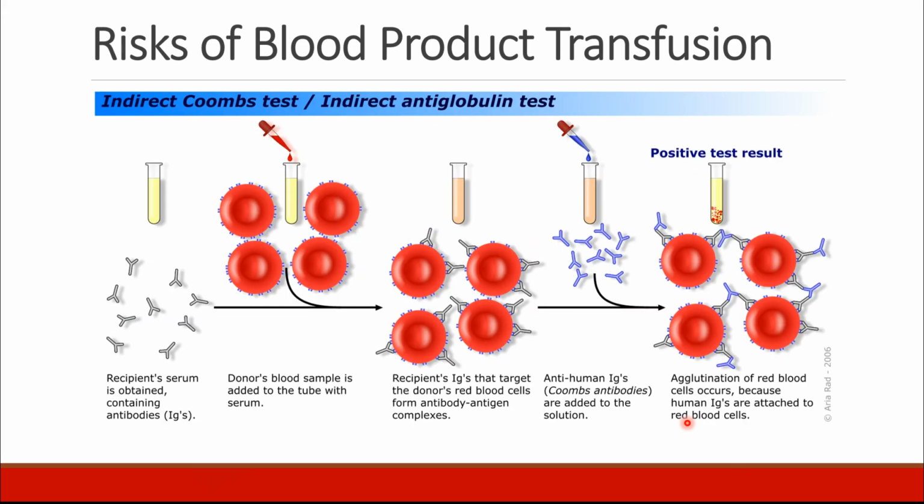Let's just compare that with an indirect Coombs test. In that case, you take the recipient's serum, and what we're doing here is we're looking for antibodies, and we add it to the donor's blood. If the recipient has antibodies that target the donor's blood, we will get binding of antibodies. Then we add those anti-human immunoglobulins, anti-human antibodies, and we'll get agglutination. The indirect Coombs test is what the blood bank does to see if there is an incompatibility between a donor and a recipient.